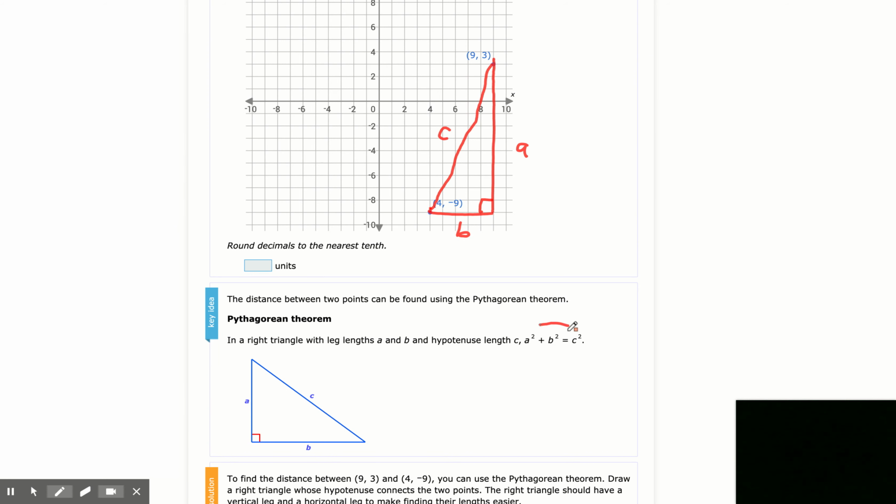And looking here, knowing that A squared plus B squared equals C squared, we're basically just looking for C. We don't know what C is. Remember, C is technically the square root, because we have to get rid of the square that's connected to the C. So it's actually the square root of A squared plus B squared.